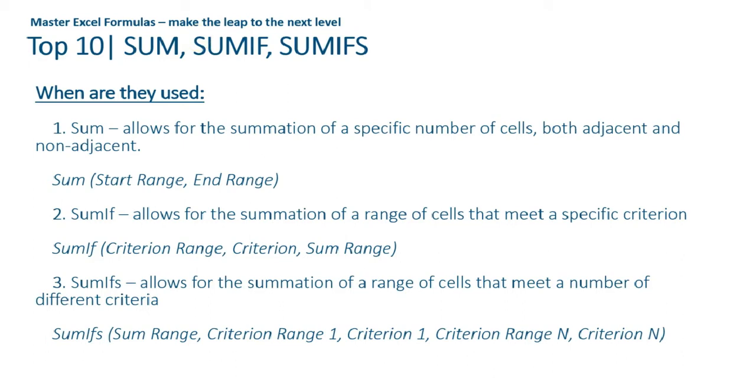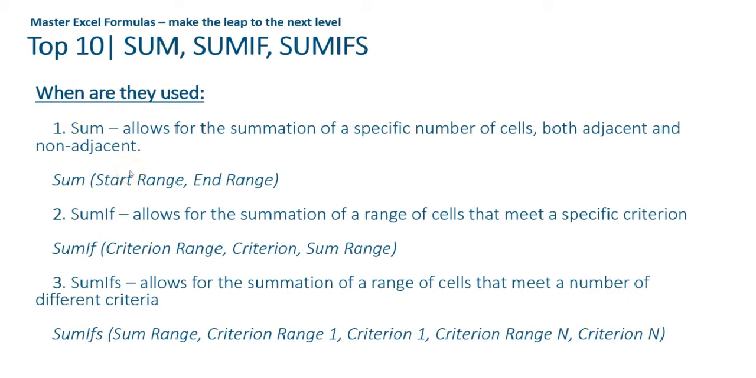Then SUMIF and SUMIFS. These two formulas allow you to sum based on a specific criterion or criteria. So a SUMIF allows for the summation of a range of cells that meet a specific criterion, whereas SUMIFS allows for the same thing but with more than one criterion.